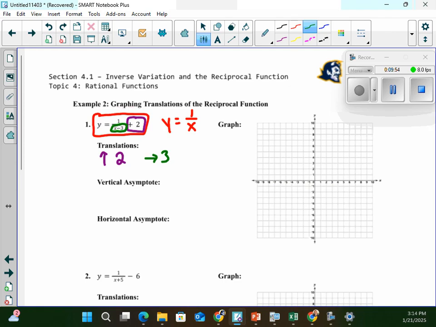Remember, with the horizontal translation, we always do the opposite of what we see. Now, these translations are really moving the function, but it's also moving the asymptotes. So remember, originally, we would have a vertical asymptote at x equals 0. But because of our horizontal translation, our new vertical asymptote is going to become x equals 3. I can plot that right now.